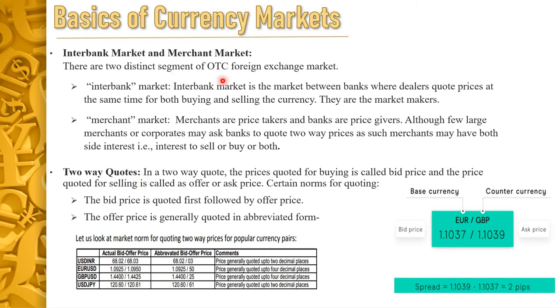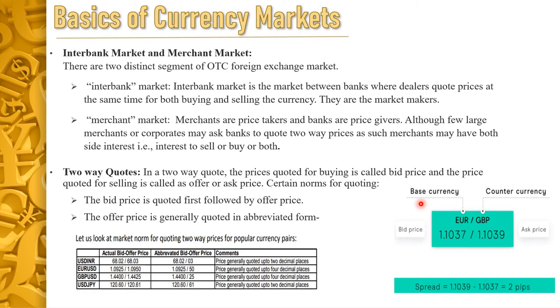So the difference between the two is that the interbank market is the market between banks only, whereas here we have merchants and banks. They mention the two-way quote, while this mentions a one-way quote. However, in some cases, where merchants and corporates show their interest to know both, the banks may mention two-way quotes. Otherwise, it's mostly a one-way quote here. So a bid price is nothing but the price at which the banks are willing to buy the currencies, and the ask price is the price at which the banks are willing to sell the currencies. Now this would be discussed in detail in our next slide.